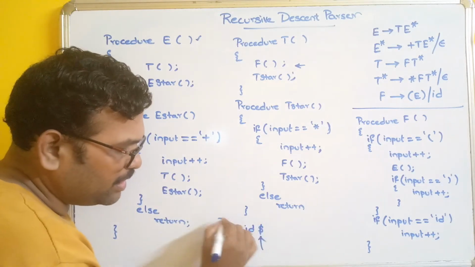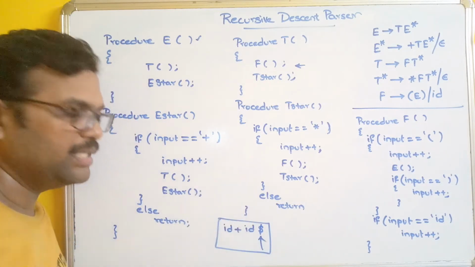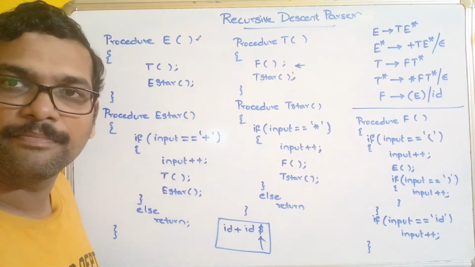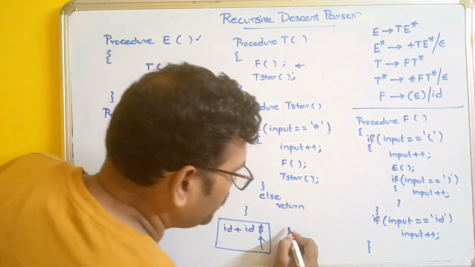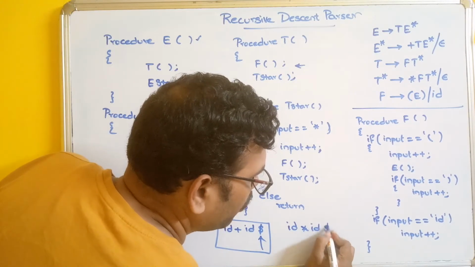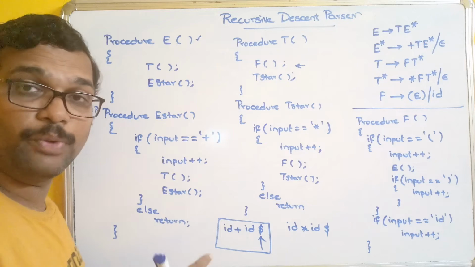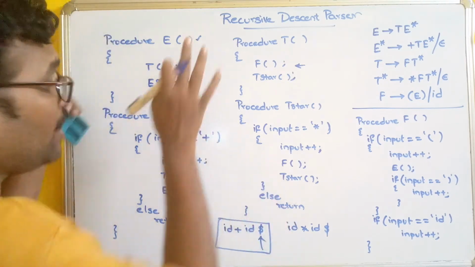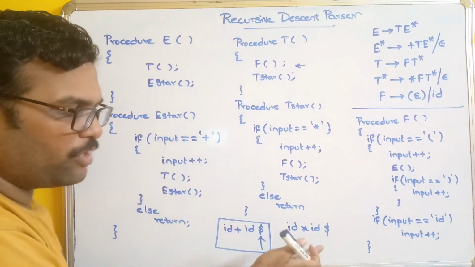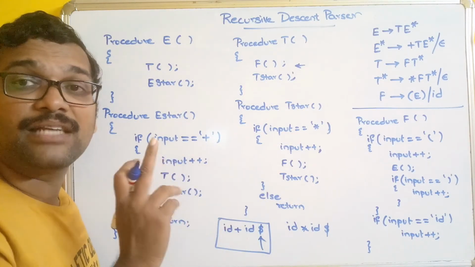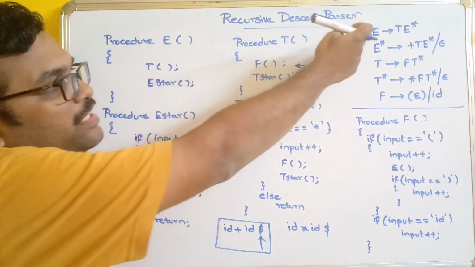So this is an input string which can be parsed by using this procedure. And you can also take the same with one more thing, id star id dollar. You can also take and check with this one whether our procedure has been correct or not. So irrespective of the input string, always the top down parsing will start from the starting symbol, that is e.